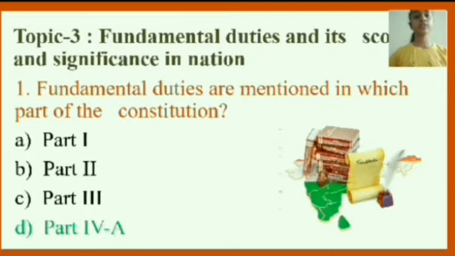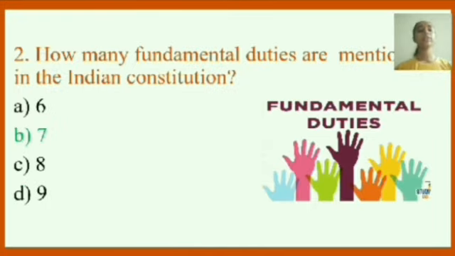And the next topic is fundamental duties and their scope and significance in the nation. The first question is: fundamental duties are mentioned in which part of the Constitution? Option A part 1, option B part 2, option C part 3, option D part 4A, and the correct option is option D part 4A. How many fundamental duties are mentioned in the Indian Constitution? Option A 6, option B 7, option C 8, option D 9, and the correct option is option B 7. There are 7 fundamental duties in the Indian Constitution.